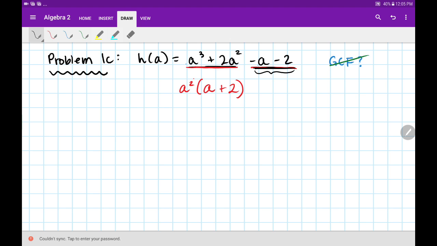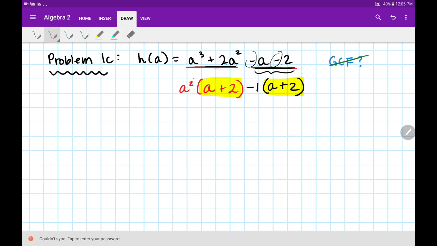So what can I factor out of both? Well, notice that they both have a negative in front. So I'm going to pull out a negative 1. And if I'm pulling out a negative, that means that all my signs flip. So I'll be left with a plus 2. Look how well that worked out. This piece and this piece are the exact same. That means that factoring by grouping will work.